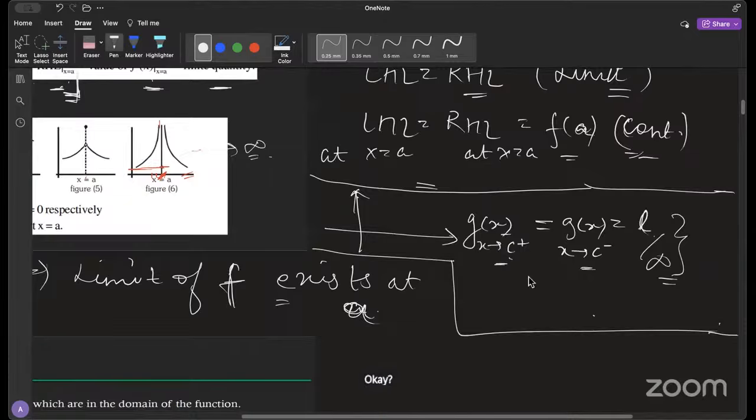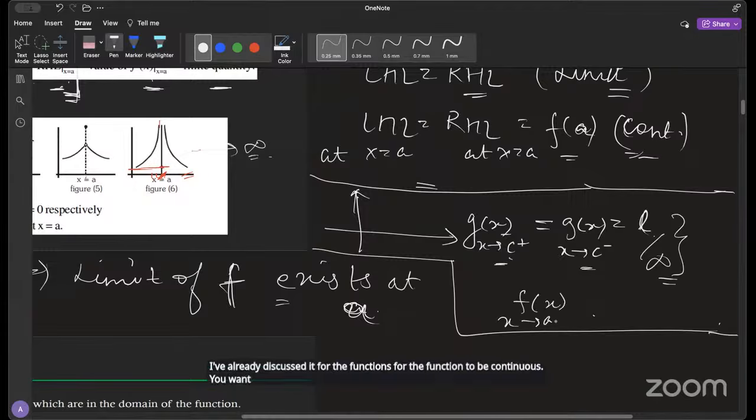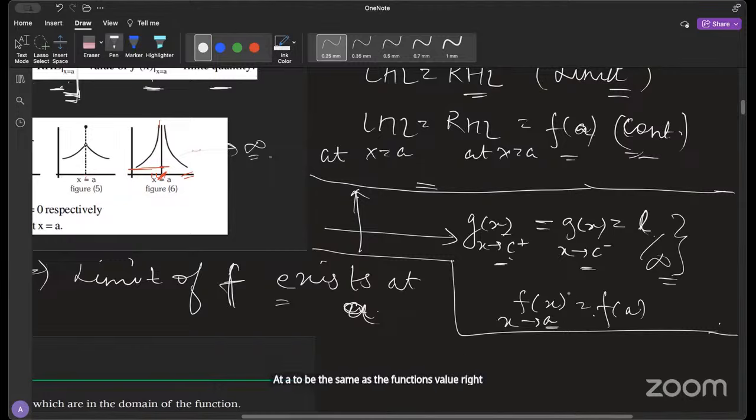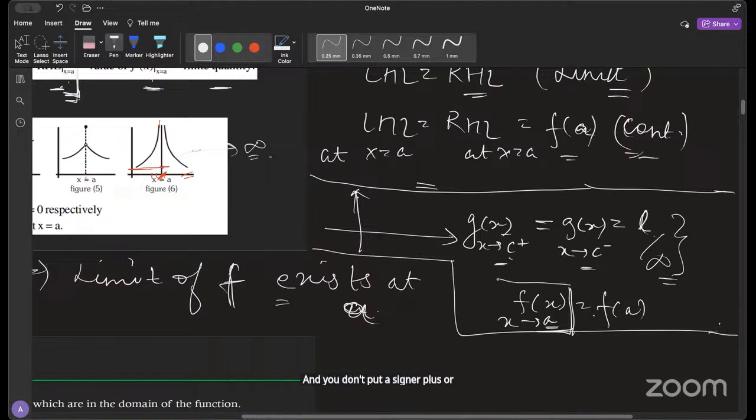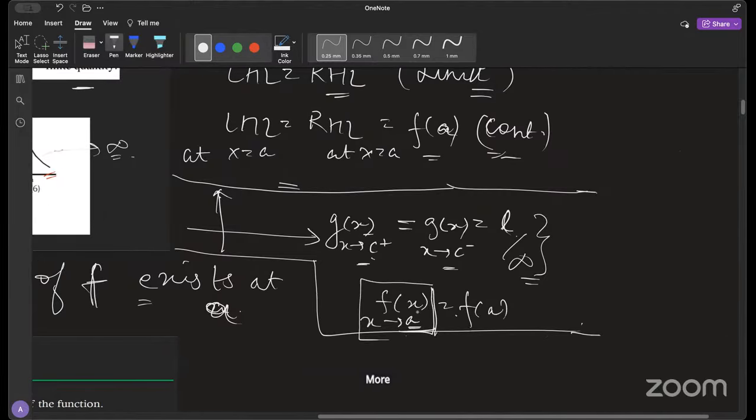Okay, and then what you want is, as we've already discussed, for the function to be continuous, you want the limit at a to be the same as the function's value. This includes both left hand limit and right hand limit. When you don't put a sign here, plus or minus, that means both are included and they are the same. And we were discussing how to check it graphically.